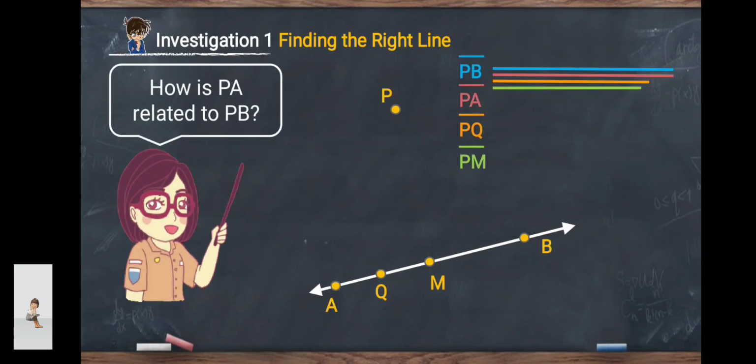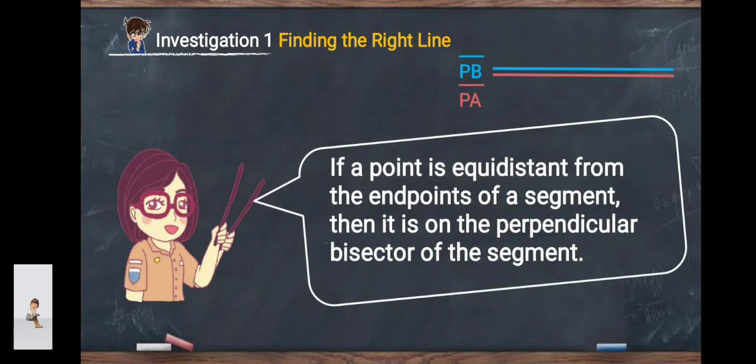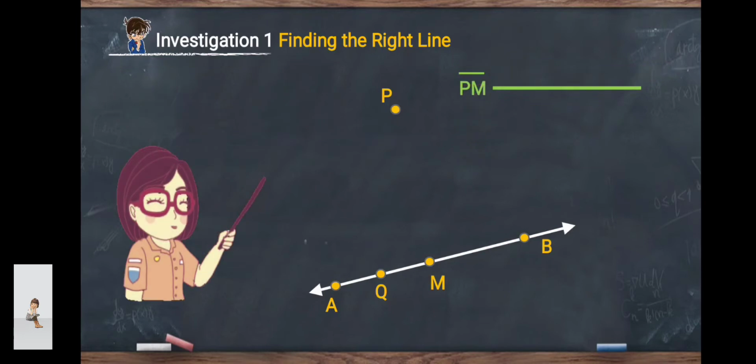How is PA related to PB? I give you a hint. What is converse of perpendicular bisector conjecture? If a point is equidistant from the endpoints of a segment, then it is on the perpendicular bisector of the segment. What is the color of the shortest distance? As you can clearly see, the shortest segment is the color green, which is the perpendicular bisector segment PM.